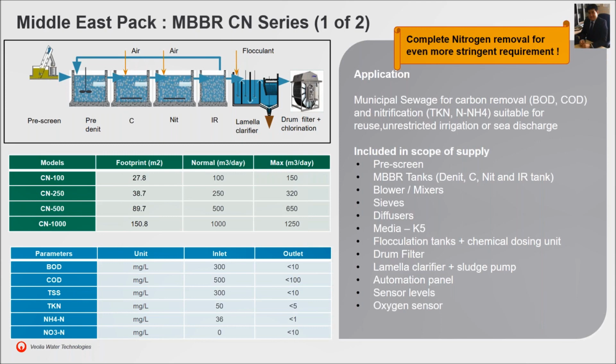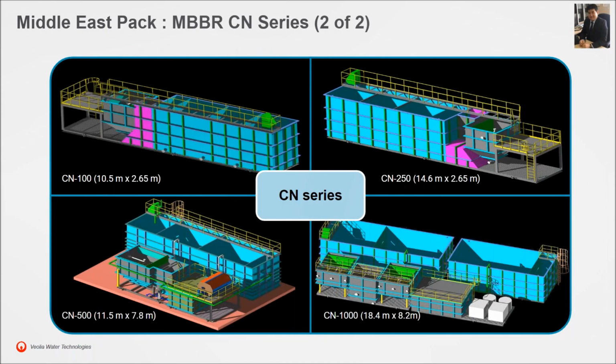So now let us see how it looks. This is the CN series. The same concept with skid-mounted, pre-assembled, and compact design, but a little bit bigger, of course, because we have additional tanks. As you can see, the philosophy is the same from the 100 to 1000. The 500 and 1000 have been done in two blocks because of their larger capacity. So we are following the same philosophy to produce something very compact and skid-mounted.